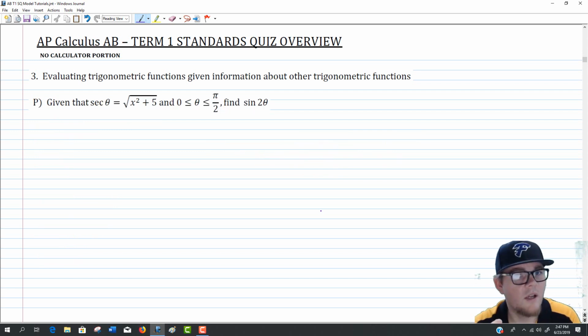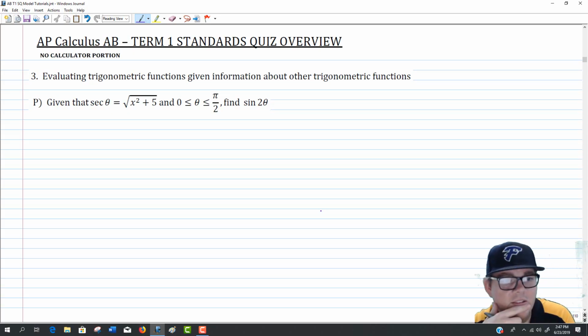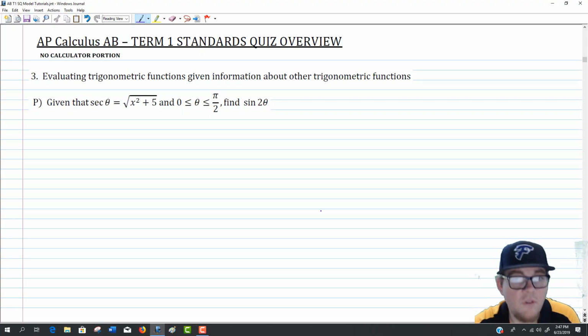I do have one plus question on here that you can see really elevates things a little bit. So for our plus question, it says, given that secant of theta is the square root of x squared plus 5, and theta is between 0 and pi over 2, we are supposed to find sine of 2 theta. And you can see some of the philosophy of these plus questions in here, because they give you a slightly more complicated ratio. In this case, we're giving you the square root of x squared plus 5, so that's kind of complicated.